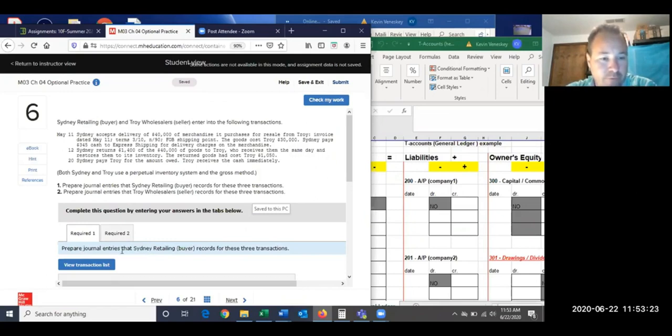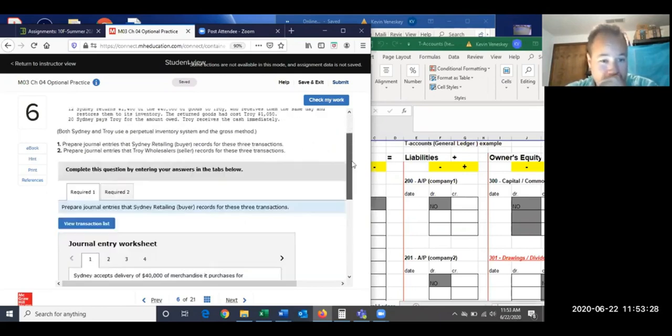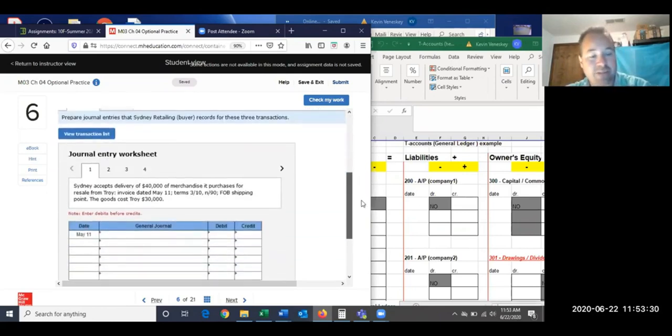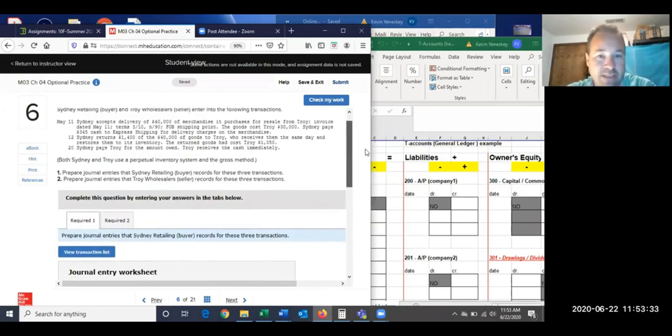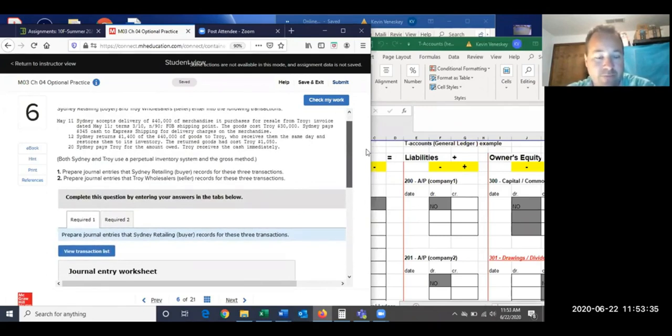All right, so first we're preparing entries for required 1. It says from Sydney, the buyer. So let's go through these. Sydney accepts delivery of $40,000 of merchandise it purchased for resale. Okay, so we're going to resell these items from Troy. Invoice 310, net 90. So we have 10 days to get a 3% discount. Otherwise, everything's due in 90 days. FOB shipping point. Remember, that means it's free to the buyer only until it gets to the shipping point. So not very good. Therefore, the buyer is paying.